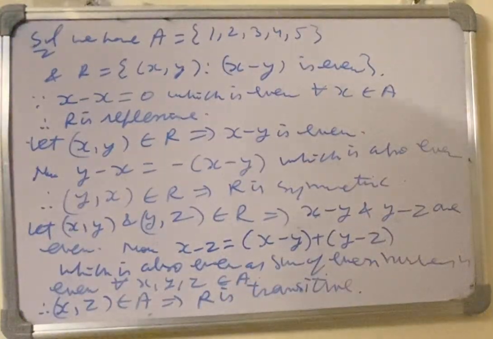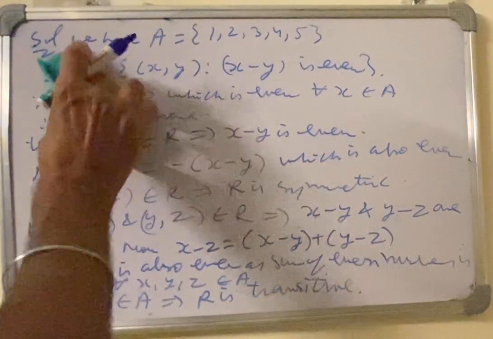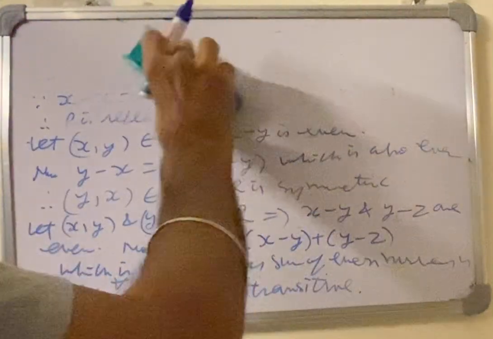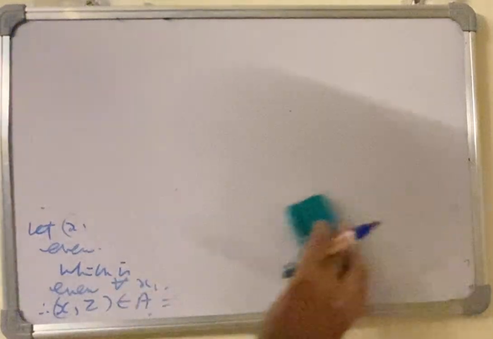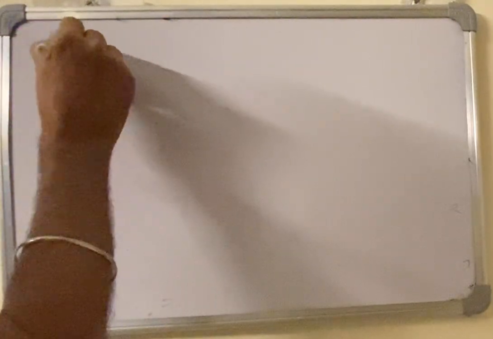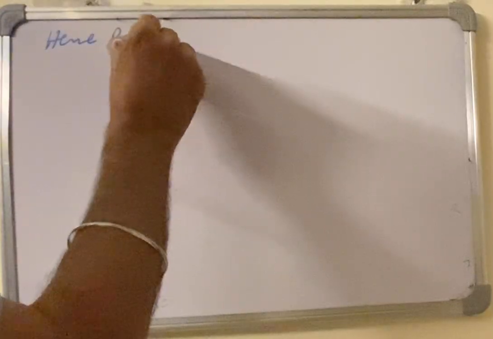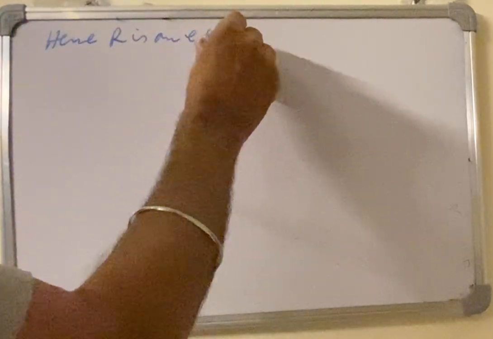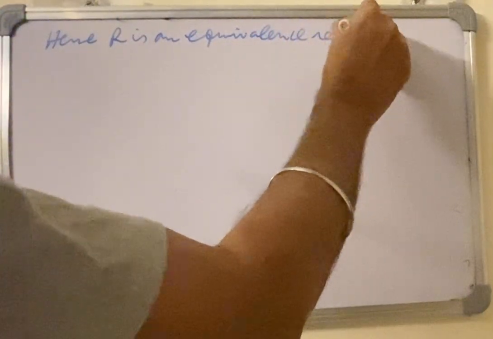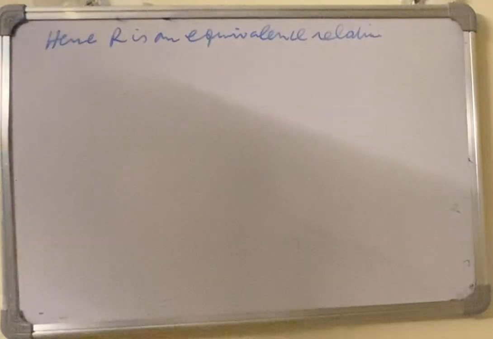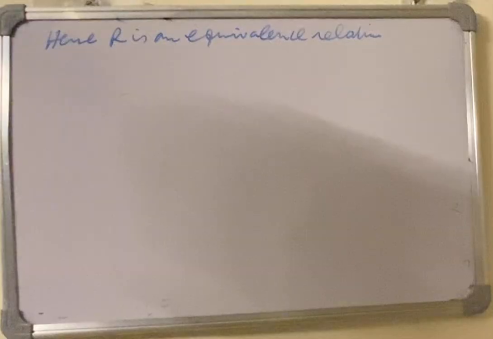So we have proved that R is reflexive, R is symmetric, and R is a transitive relation. Therefore, hence R is an equivalence relation. You know any relation which is reflexive, symmetric and transitive, that is an equivalence relation.